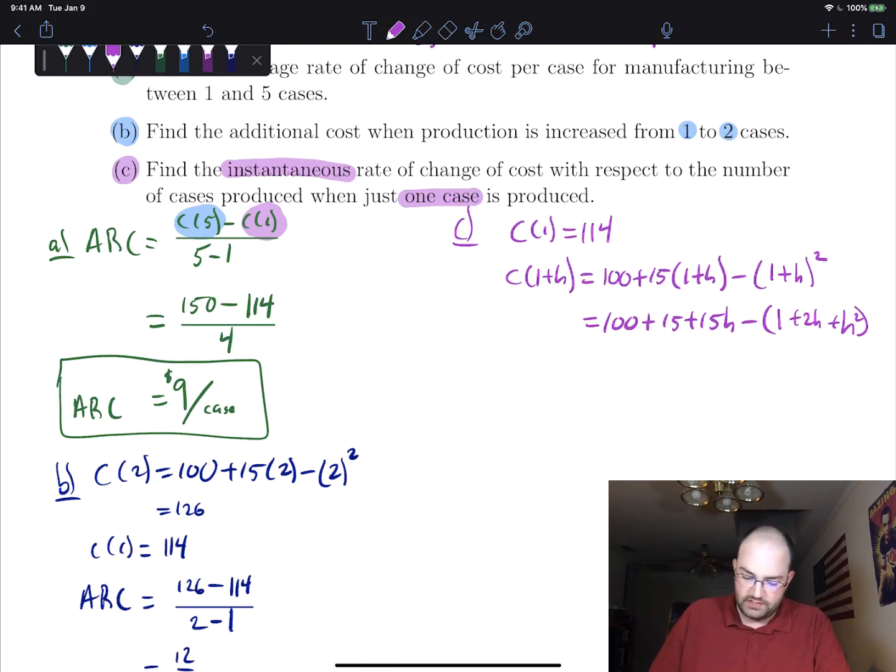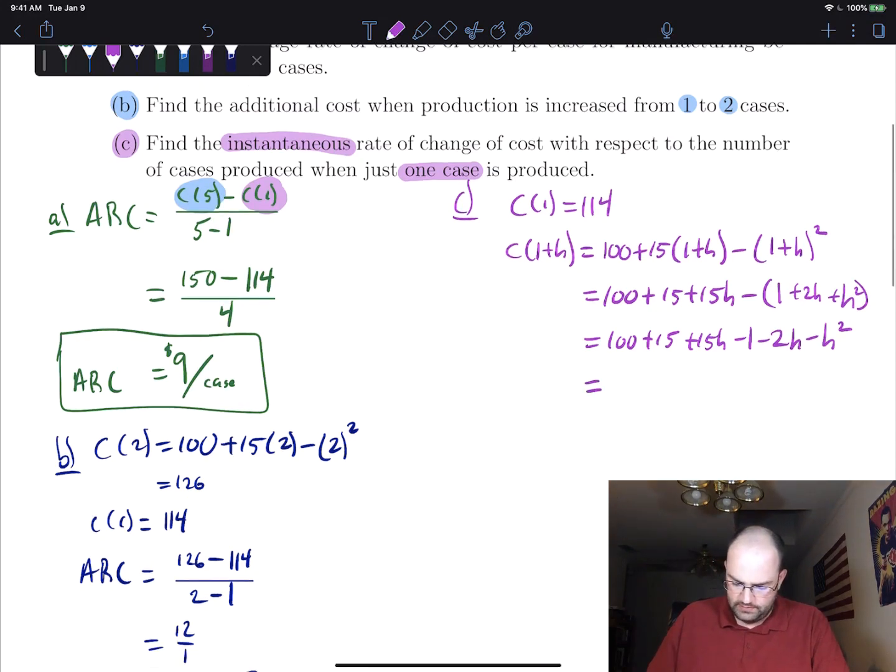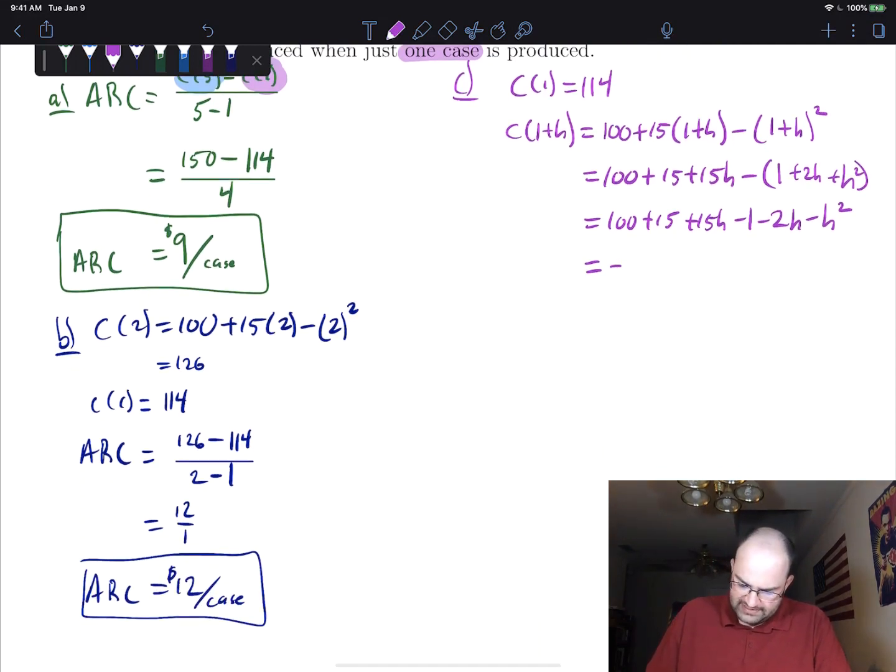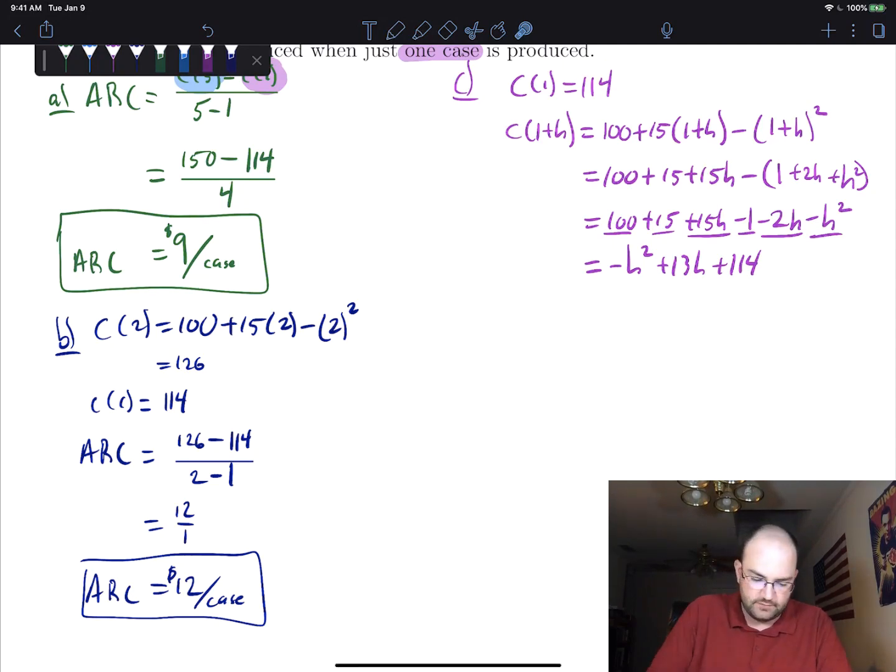And then we can distribute the negative, making this 100 plus 15 plus 15h minus 1 minus 2h minus h squared. Awesome, and then just combine like terms. I'm going to try to go in descending order here, making this negative h squared, that's that first term, and then 15h minus 2h is 13h. And then 100 plus 15 is 115, minus 1 is 114, so plus 114. Good.